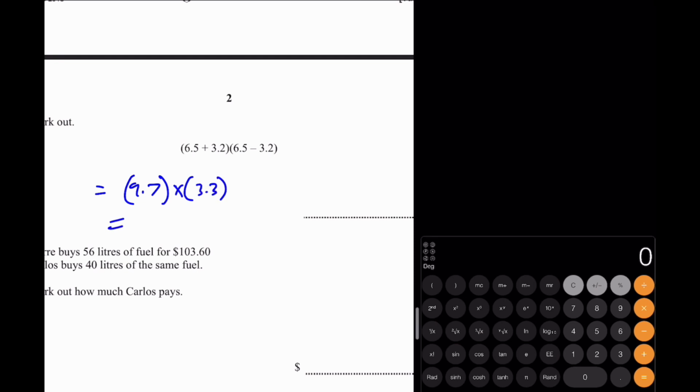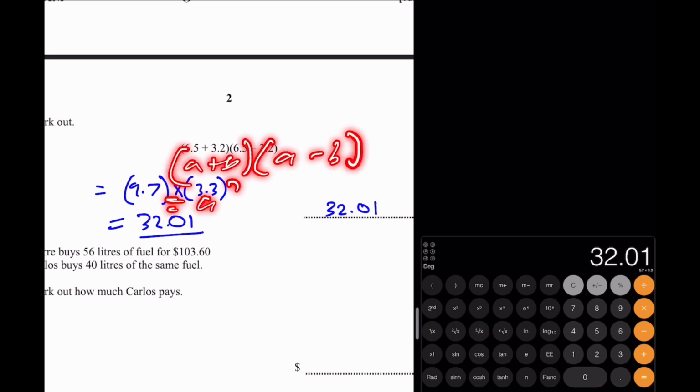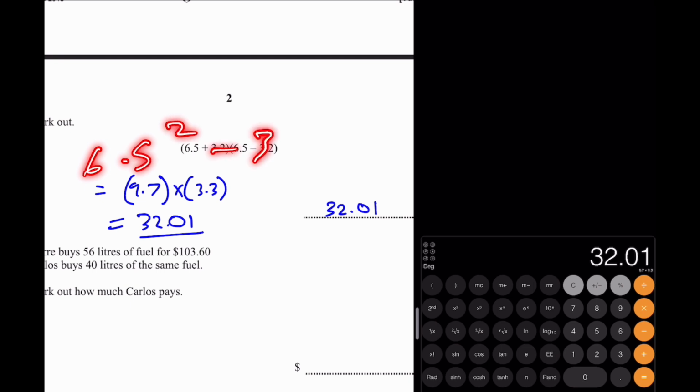And if you do that, you get 32.01. That's the answer. But actually, there's another way to do this. You can write that this is a plus b into a minus b, and that'll be equal to a squared minus b squared. And because 6.5 is a and 3.2 is b, we can say that'll be 6.5 squared minus 3.2 squared. I'm not going to show it, but I will just do this on my calculator. 6.5 squared minus 3.2 squared. That's just 32.01, giving us the same answer.